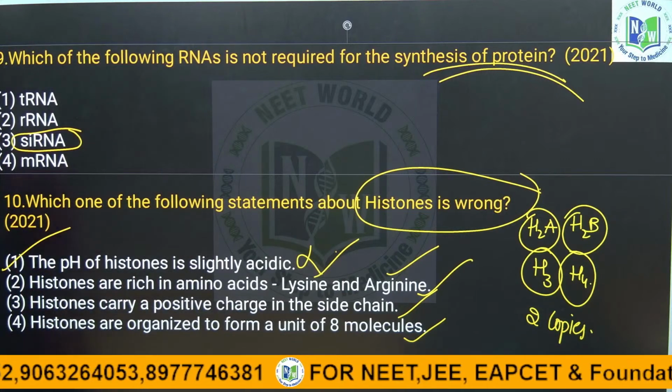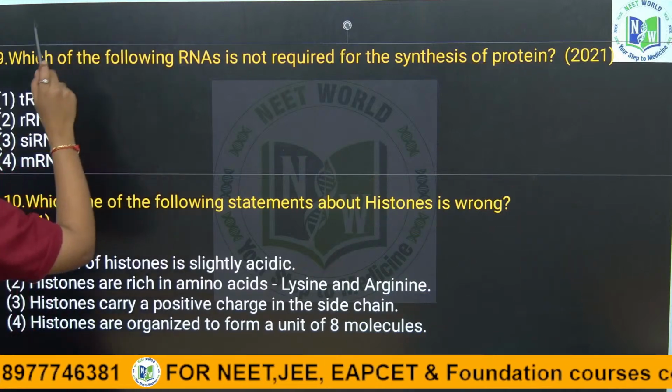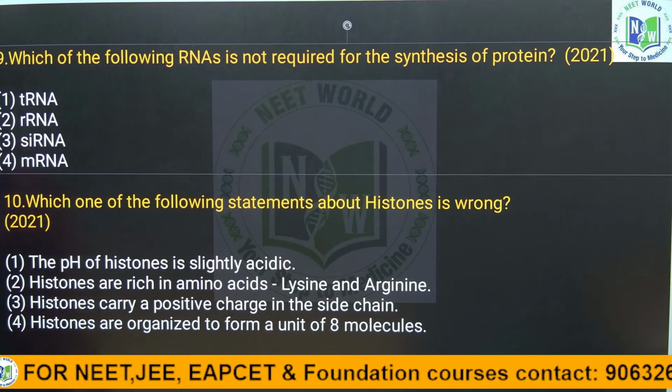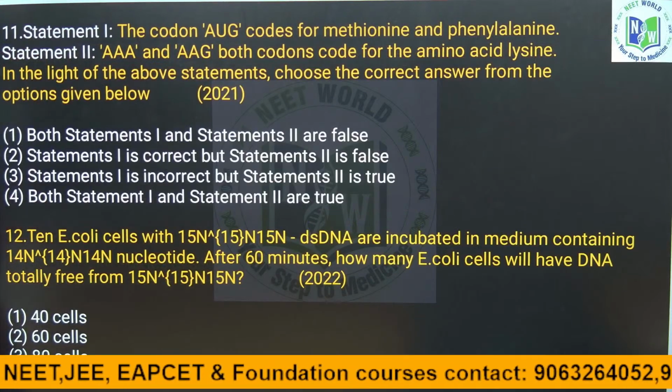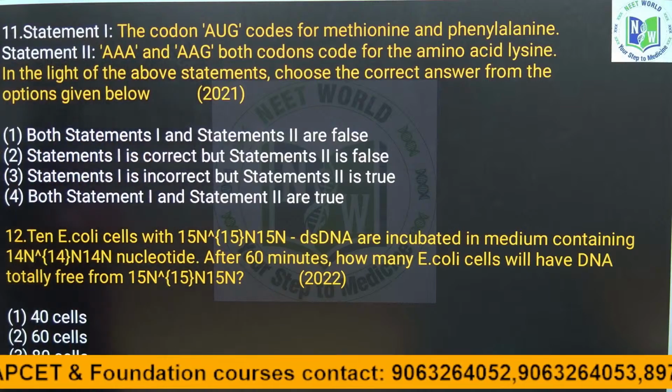So, what is the correct option here? Option 1 is the correct answer. Next question, if you take, yeah, a statement-based question again, and this is on the genetic code, which was asked in 2021.